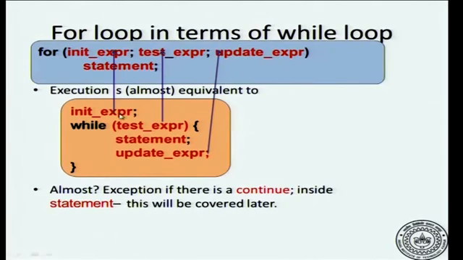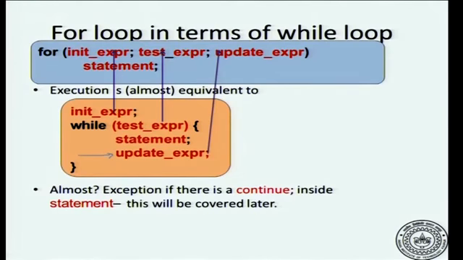The init expression maps to the first part of the for loop, the test expression maps to the second part, and the update expression maps to the third part. One important thing to notice is that the update expression is after the statement. First we execute the initialization expression, then we test whether the expression is true. If it is true, you execute the statement, update expression, and then again go to the test expression. If it is true, you execute statement, update, and then test again.